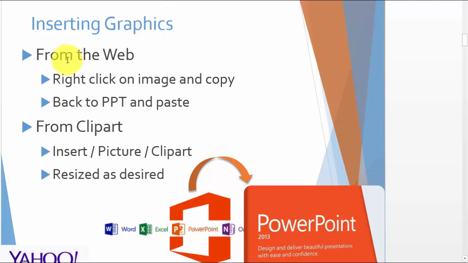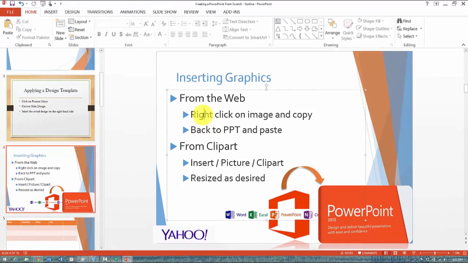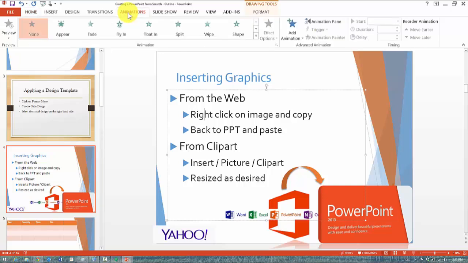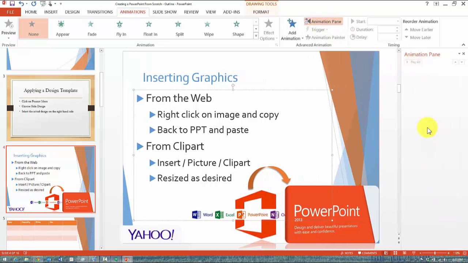Now, first let's place some kind of animation for these bullets here if we wanted to. So what you do is you click anywhere, and then you click on animations. Under animation, the best thing that I find here is that you can actually add this animation pane. Animation pane puts this stuff here on the right hand side where we can see what's happening and when.